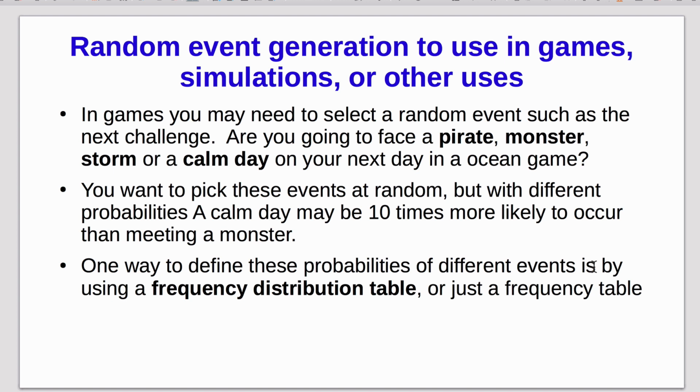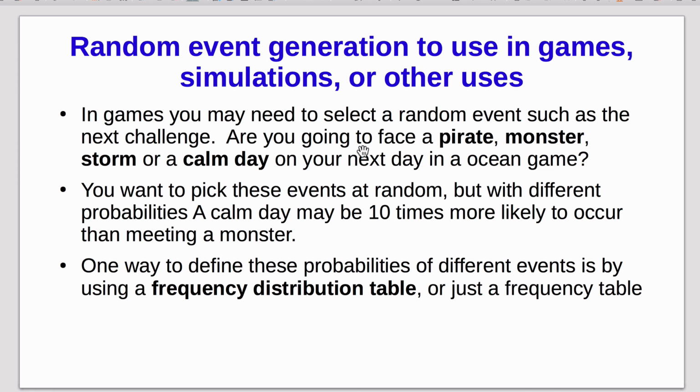I ran into this problem. I needed to create random events, but they weren't all equally likely. Each event had a different probability. So how do you do that? This is useful in games or simulations.